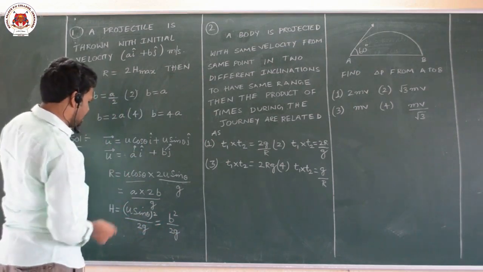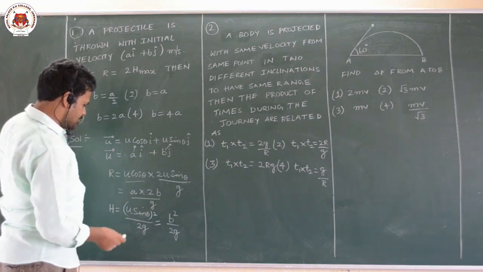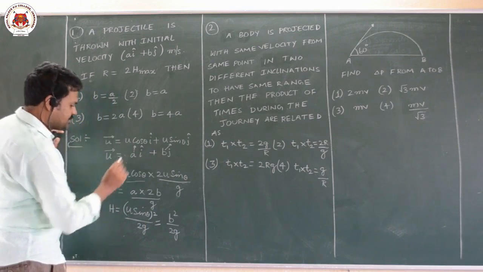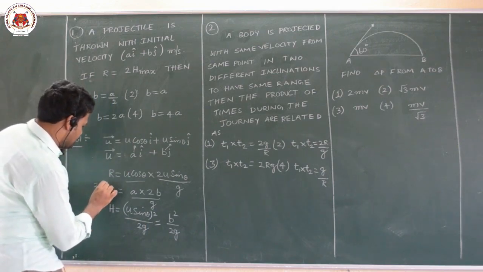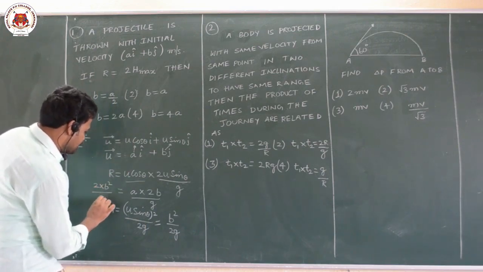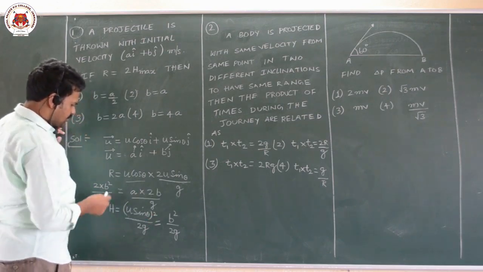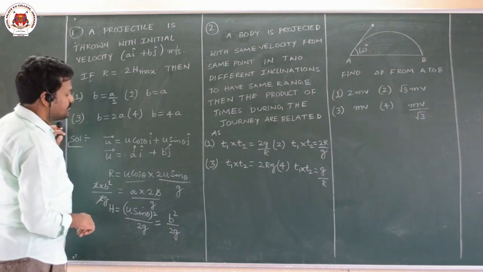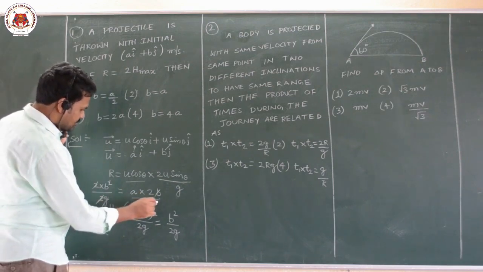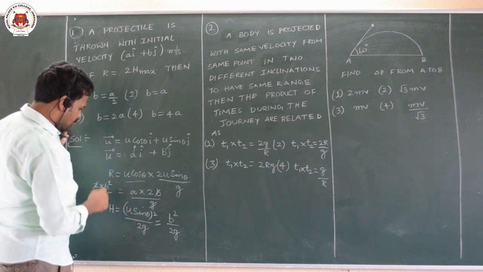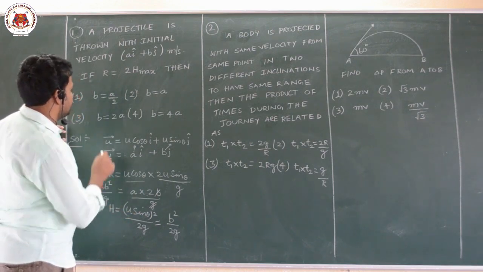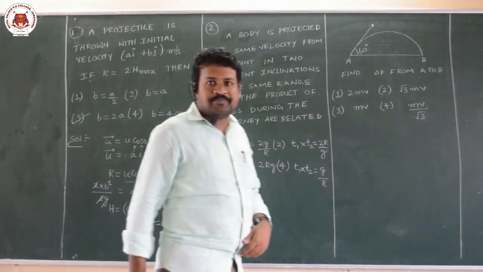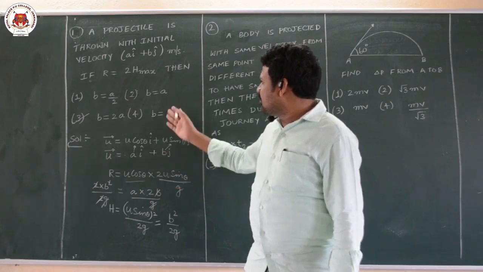Then equate according to the given condition. r is equal to 2h means what can I write here? R is equal to 2h means 2 into b square by 2g is equal to r. Now, b square and b will get cancelled, this 2 and 2 will get cancelled, g also will get cancelled, then 2a is equal to b. You will get b is equal to 2a. So, the answer is the third option. See how within 1 minute we can solve this.